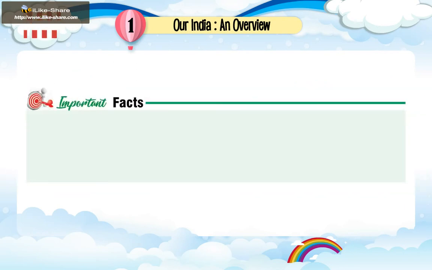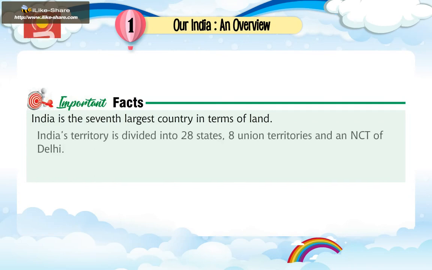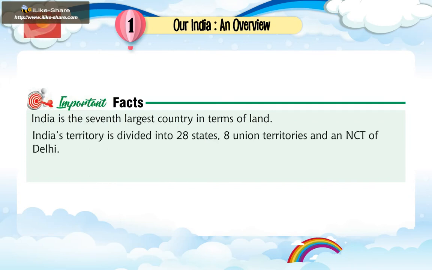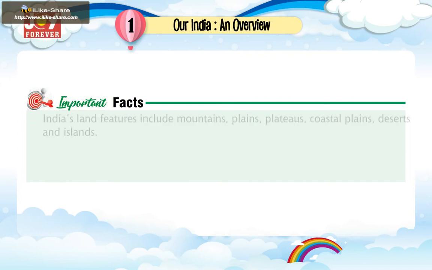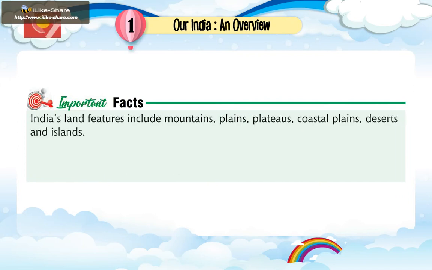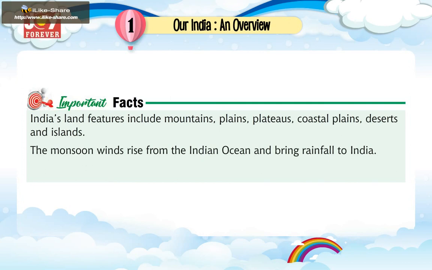Important facts: India is the seventh largest country in terms of land. India's territory is divided into 28 states, 8 union territories, and an NCT of Delhi. India is the second largest country in terms of population. India's land features include mountains, plains, plateaus, coastal plains, deserts, and islands. The monsoon winds rise from the Indian Ocean and bring rainfall to India.